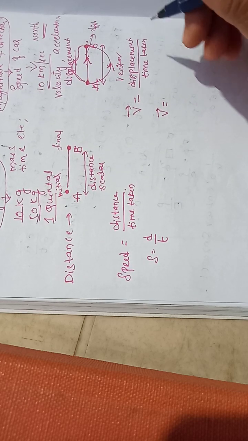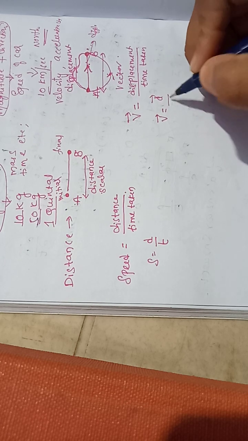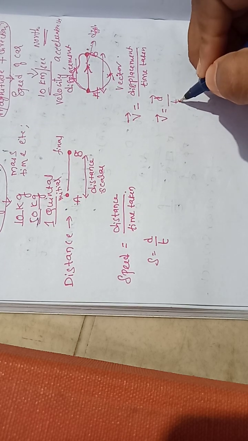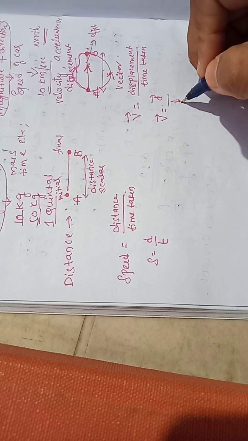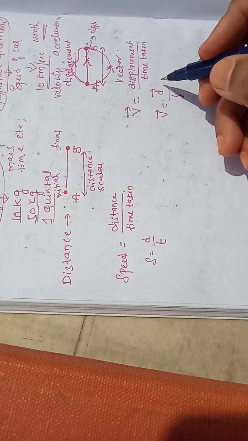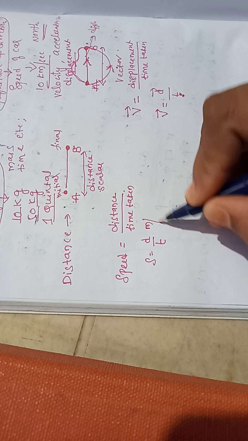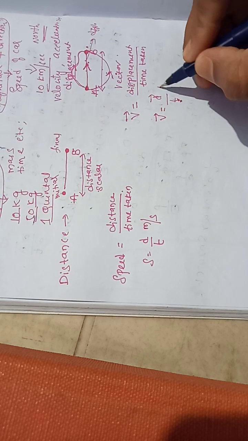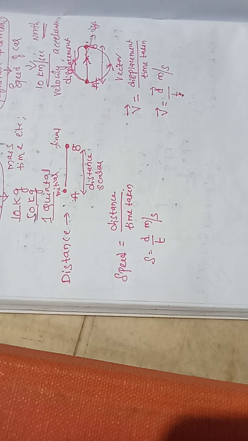Right? Now here it is written as d by t. t is the scalar quantity time. d by t. And if we go for units, either for speed or velocity, meter per second. Here also meter per second. Right?